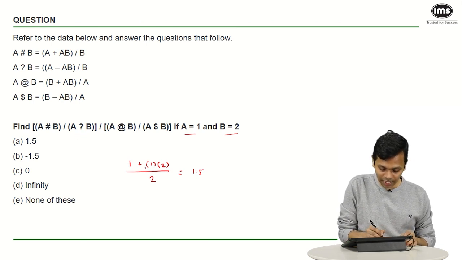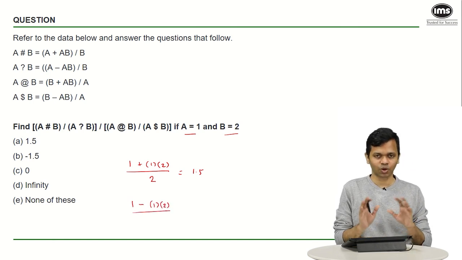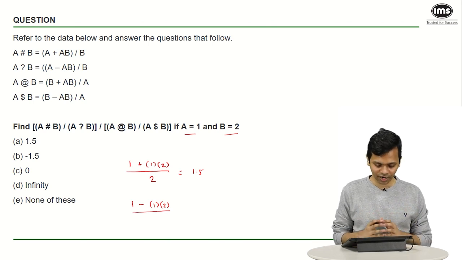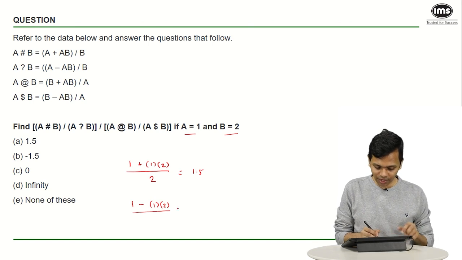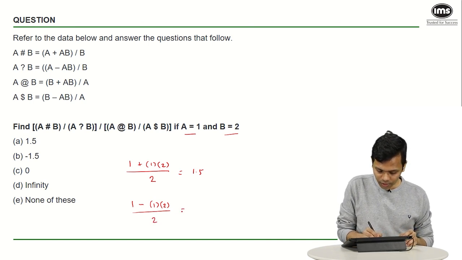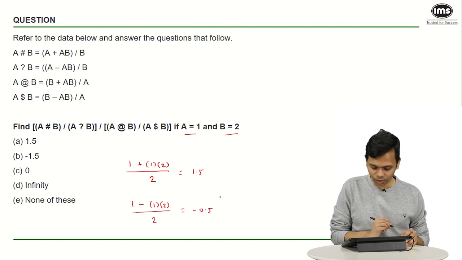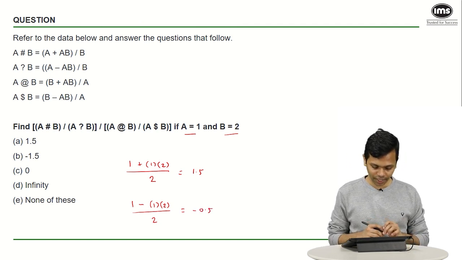Now question mark is A minus AB. So this is going to be 1 minus 1 into 2. I am writing it very systematically. While you are solving, of course, you will not do this much writing. You will simply do 1 into 2 equal to 2, right? And this you are dividing by 2, right? So this is going to be 1 minus 2, which is minus 1 by 2. So this is going to be minus 0.5, right?